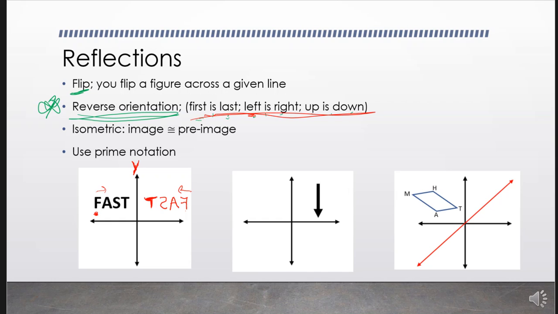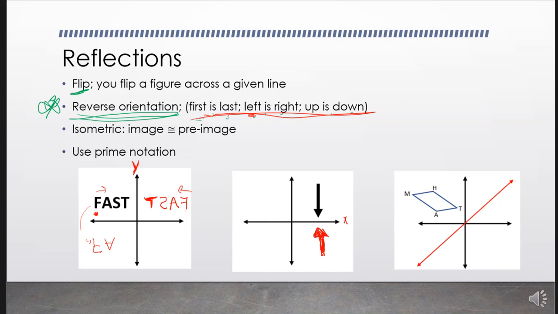It reverses orientation. To go further with that, this arrow here was facing down, but if I reflect it over the x-axis, now it's facing up. So that's what we mean by reverse orientation. If I reflected this downward, this would be upside down. So that's pretty much what we mean by reversing orientation.